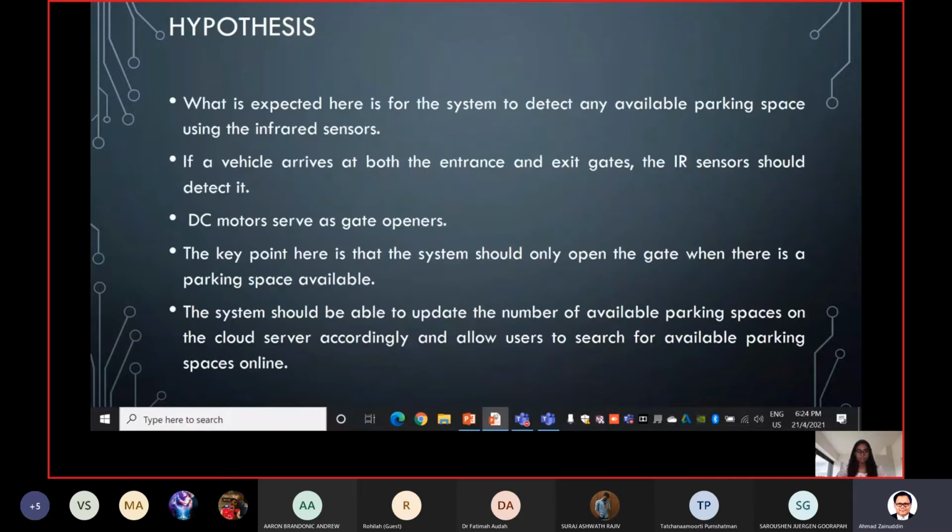Hypothesis. What is expected here is for the system to detect any available parking space using the infrared sensor. If a vehicle arrives at both the entrance and exit gates, the IR sensors should detect it. DC motors serve as gate openers. The key point here is that the system should only open the gate when there is a parking space available. Following that, the system should be able to update the number of available parking spaces on the cloud server accordingly and allow users to search for available parking spaces online.